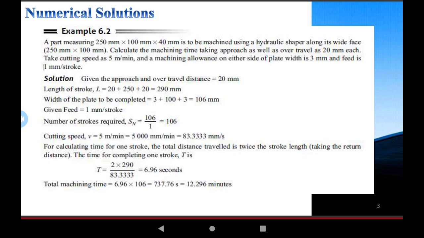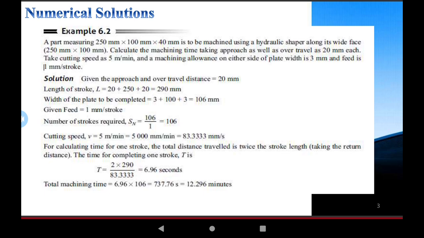A part measuring 250 mm by 100 mm by 40 mm is to be machined using the hydraulic shaper along its width face, and the face of the job is 250 mm by 100 mm. Calculate the machining time taken, with approach as well as over-travel of 20 mm each. Take cutting speed as 5 meter per minute, machining allowance on either side of the plate width as 3 mm, and feed as 1 mm per stroke.